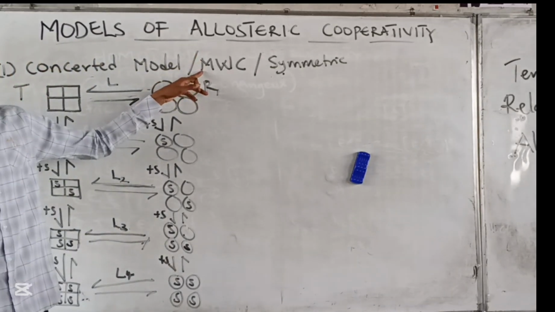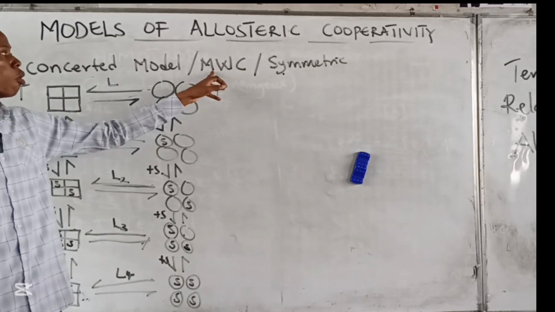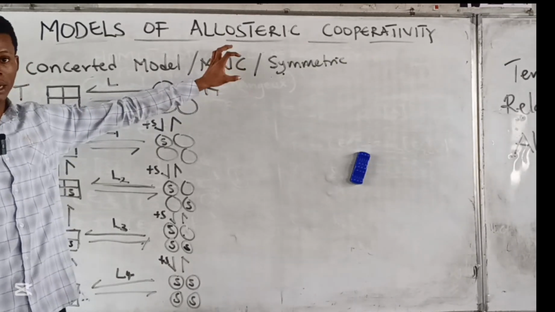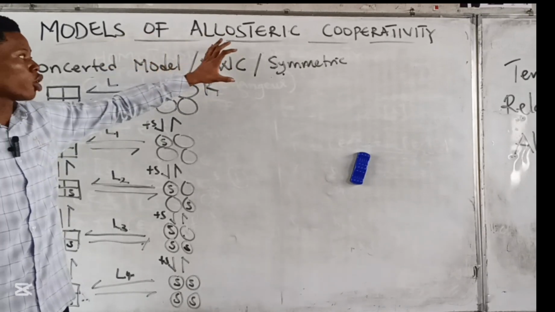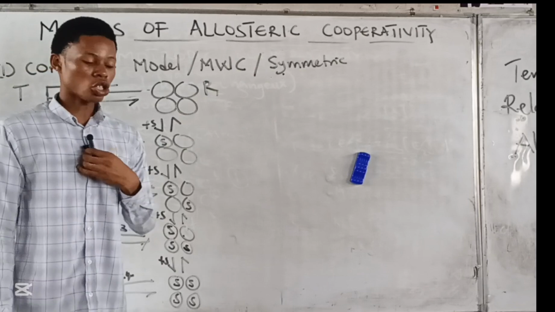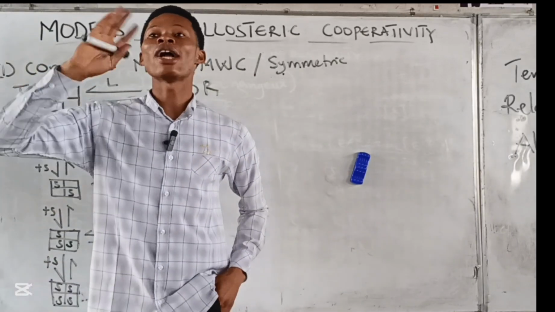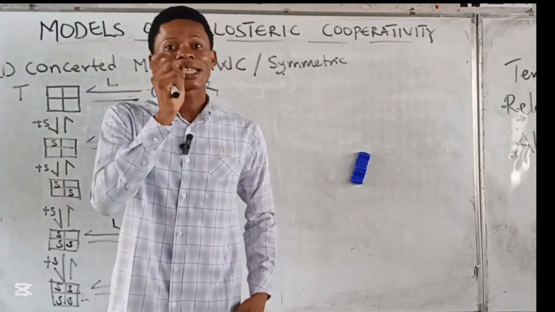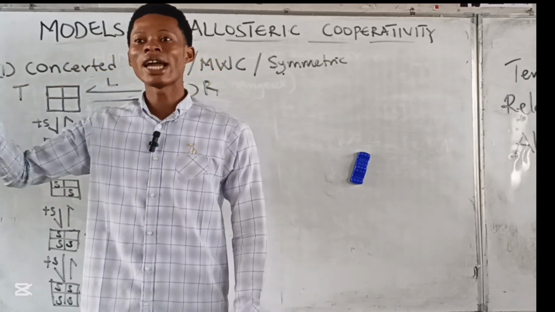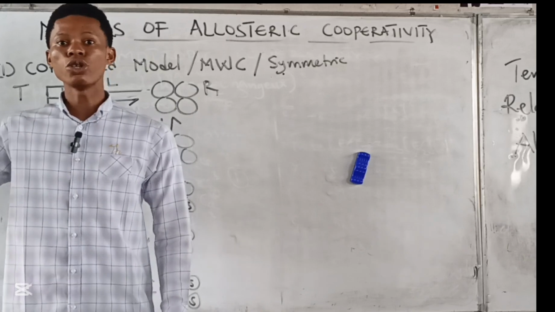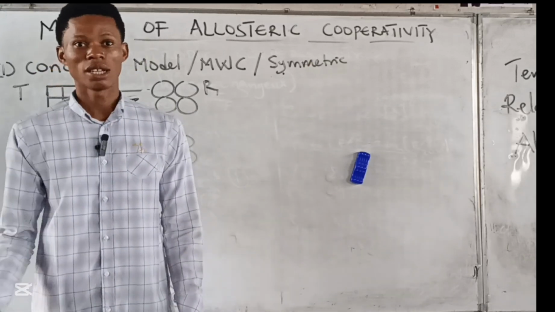M here is Monod-Wyman-Changeux. So it is also called the Monod-Wyman-Changeux model. So you either call it the concerted model, the MWC model, or the symmetrical model. Now, if you are asked to write on this model and you don't know anything else to write, start somewhere. Tell them the concerted model is also called the MWC model, or the symmetrical model. You don't leave it blank; you write something.